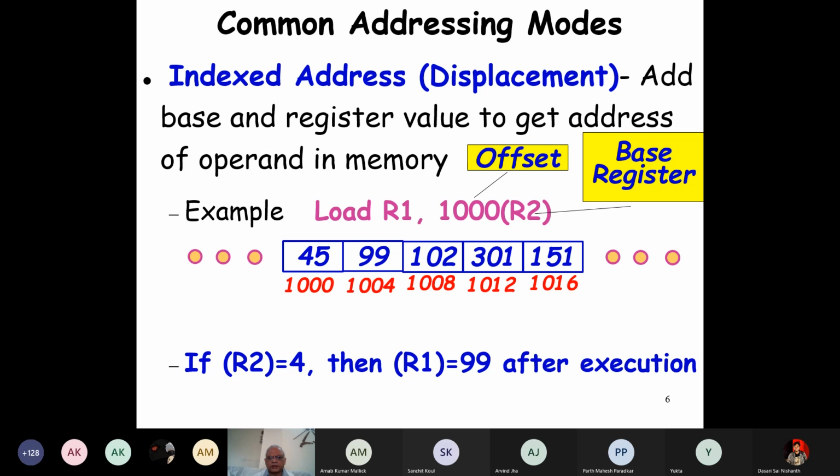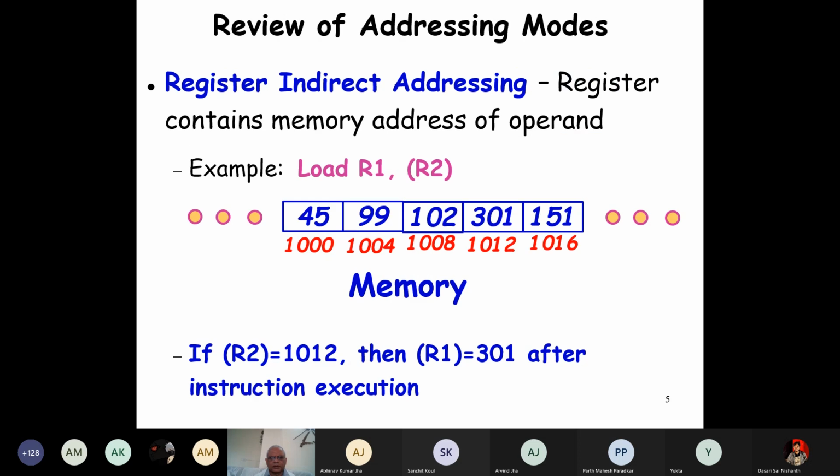Sir, in the load instruction, can R2 contain the operand itself in the memory indirect addressing? Okay, let's look at memory indirect addressing. One is memory direct, another is register indirect addressing. Which one are you saying? This one. Okay, so what is your question? Sir, can R2 contain the operand itself instead of the memory address of the operand?